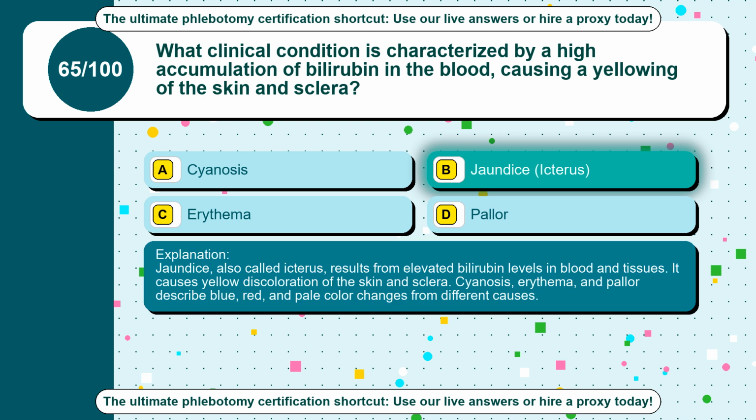Jaundice, also called icterus, results from elevated bilirubin levels in blood and tissues. It causes yellow discoloration of the skin and sclera. Cyanosis, erythema, and pallor describe blue, red, and pale color changes from different causes.